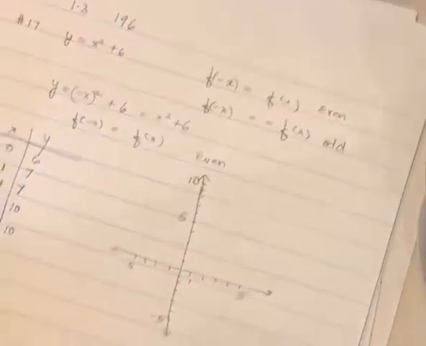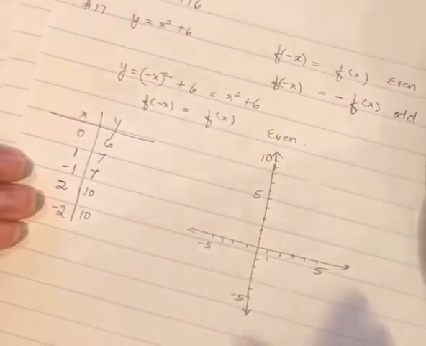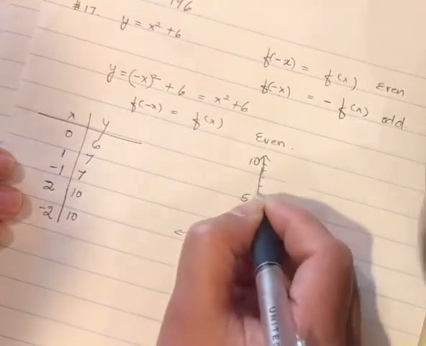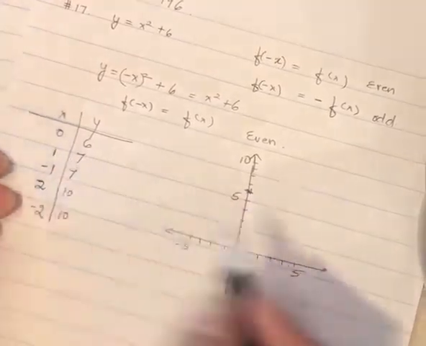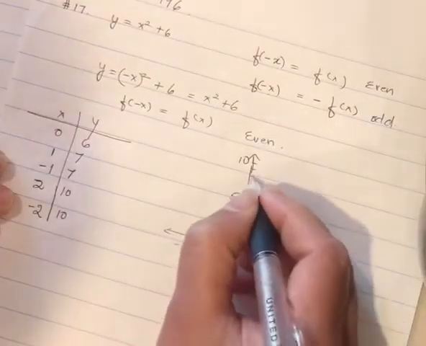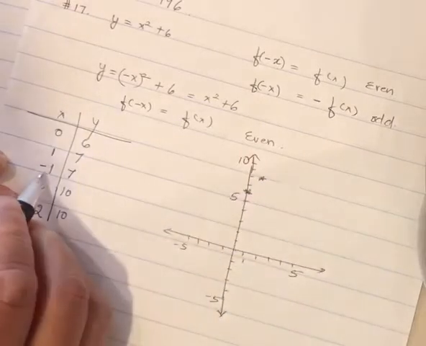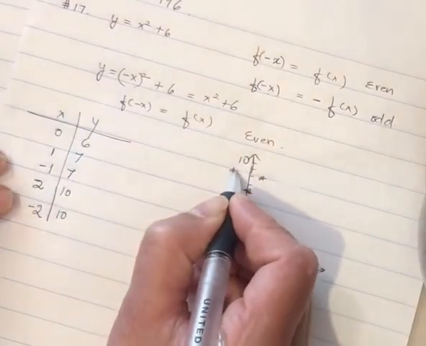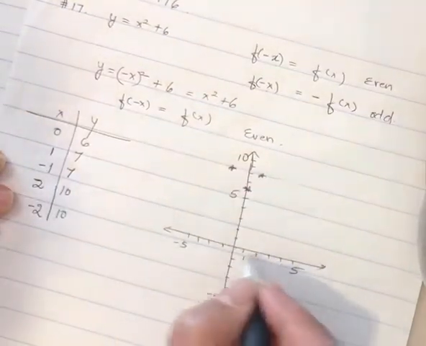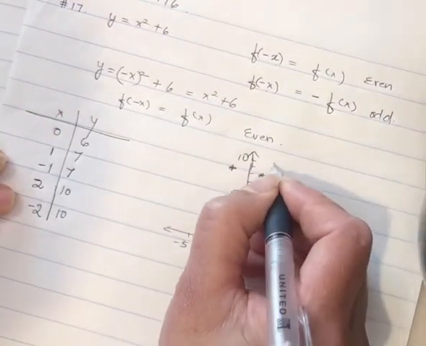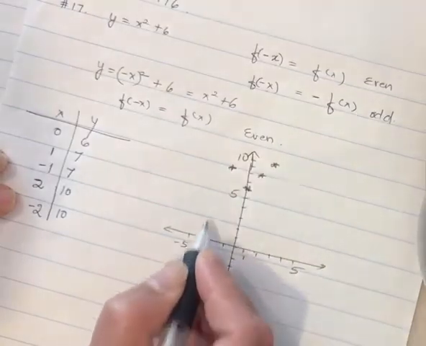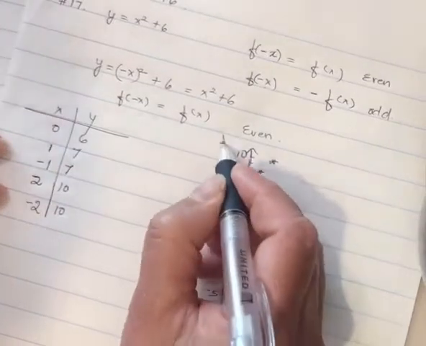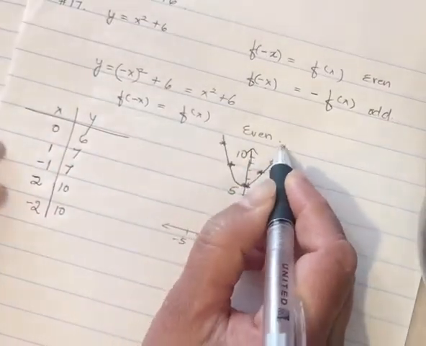Okay. Now, the first point is 0, 6. Then 1, 7, negative 1, 7, we come somewhere here. 2, 10, and negative 2, 10 comes here. So if we were to graph it, we get a graph something like this.